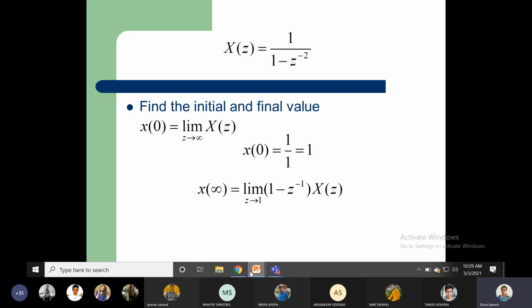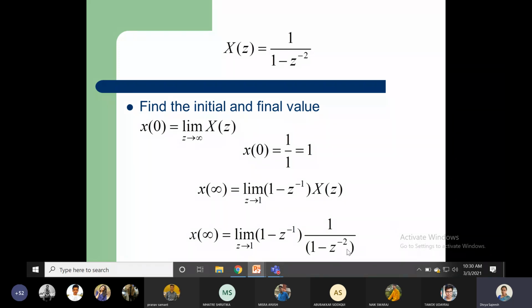Next is to find the final value of the signal. So what is the formula for that? Here the formula is limit z tends to 1 of (1 minus z inverse) into X of z. So substitute for X of z, which is given in the question as 1 upon 1 minus z raised to minus 2.